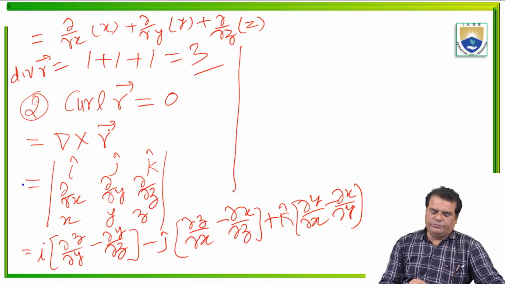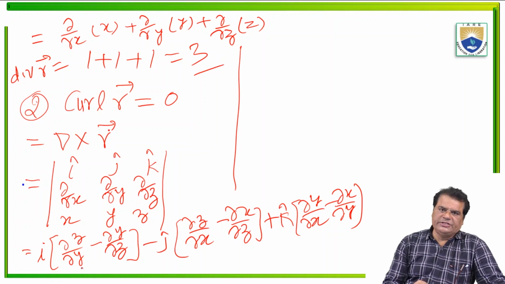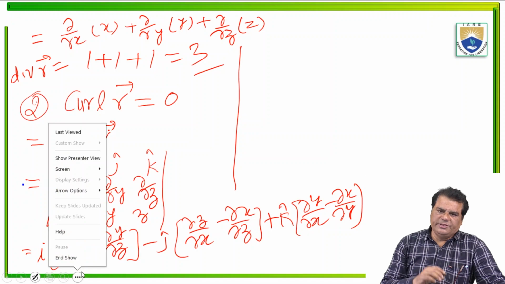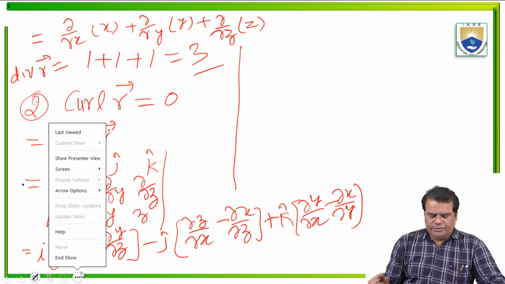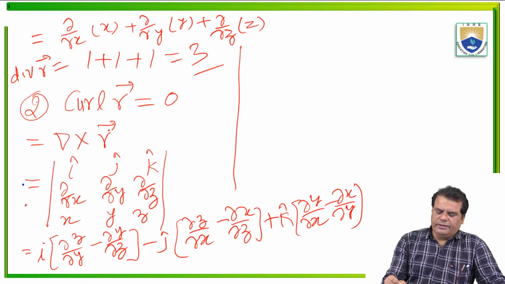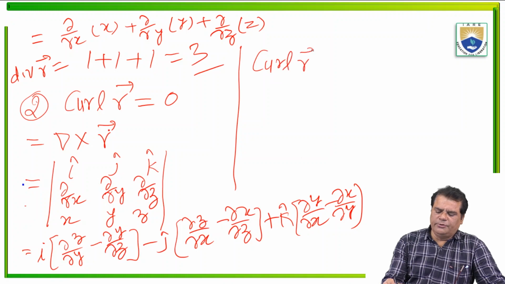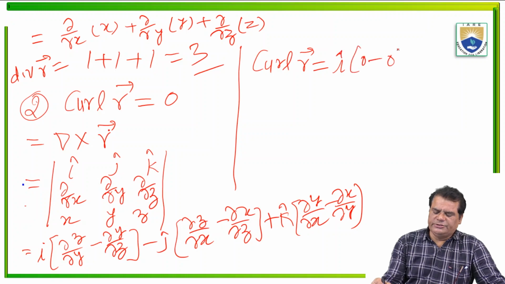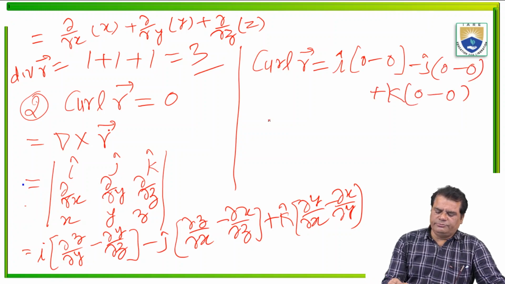So now the differentiation of z with respect to y: with respect to y only, x and z are constant. So now this is curl R. Curl R equals i times 0 minus 0, minus j times 0 minus 0, plus k times 0 minus 0. So curl R equals 0.